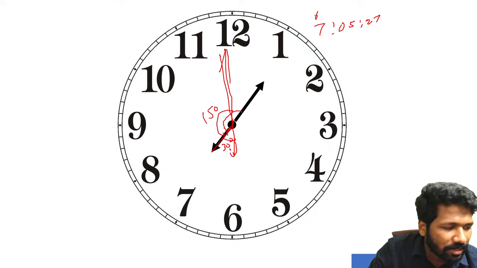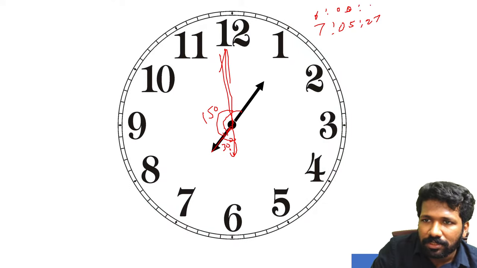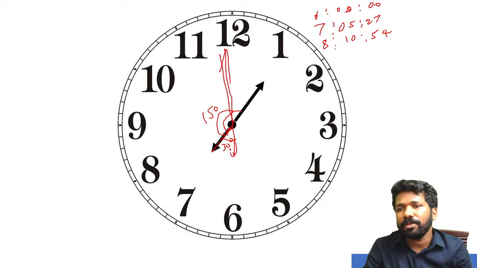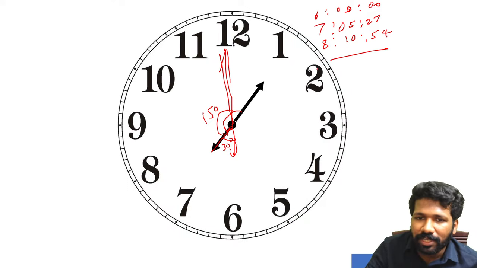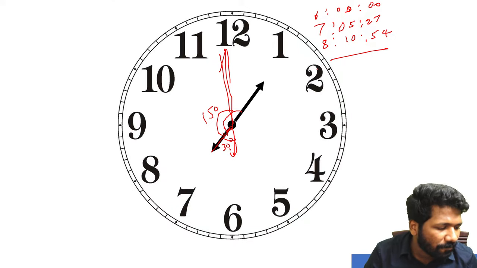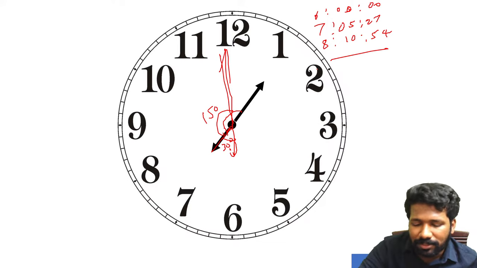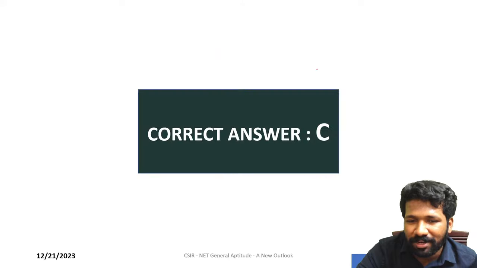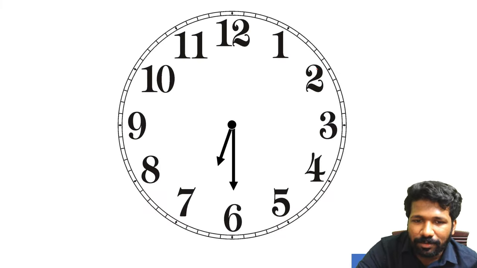Are you getting the point? And you can generate more numbers. 6 o'clock this happens, then 1 hour 5 minutes 27 seconds later it will happen again. Then again 1 hour 5 minutes 27 seconds, that means 8:10:54. Then again 1 hour 5 minutes 27 seconds. Likewise, you can generate all the times when 180 degrees is occurring. So after 65 and 5 by 11 minutes, generally in every hour this will happen only once. But actually in some hours it won't happen. That also I will discuss, with a question I will explain.